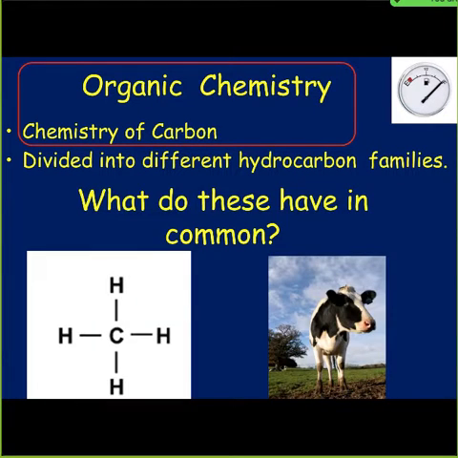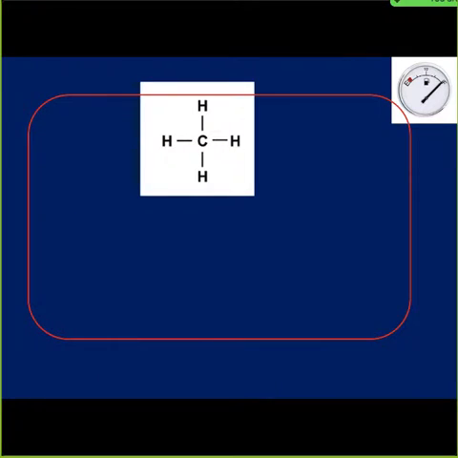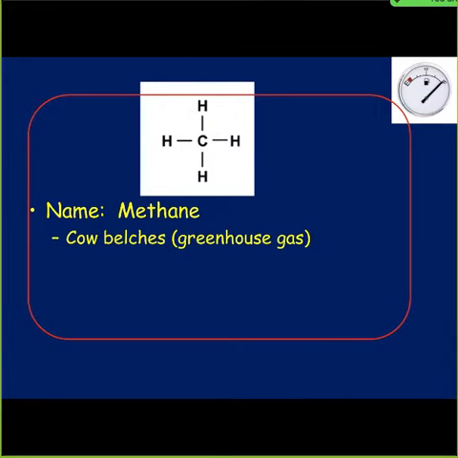So these two things are related. What's the relationship? Made of carbon. True, but what's the relationship between this and this? Cows produce methane. So this is methane. It is an organic compound, and this is its structural formula. So these guys have methane in common. It is cow belches, essentially.